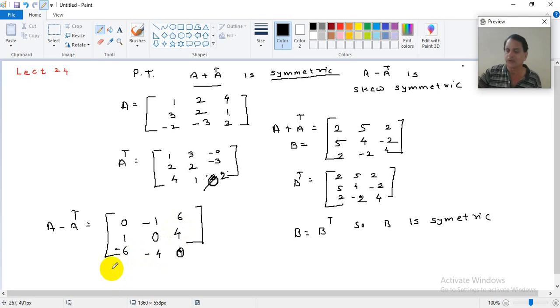So for any square matrix A, calculate A transpose: A plus A transpose is a symmetric matrix, but A minus A transpose becomes skew symmetric. In a skew symmetric matrix, all the diagonal elements are always 0, and the corresponding elements above and below the diagonal are of opposite sign, but in a symmetric matrix they are the same, and in a symmetric matrix the diagonal elements need not be 0. So I hope you understand the difference between the two.